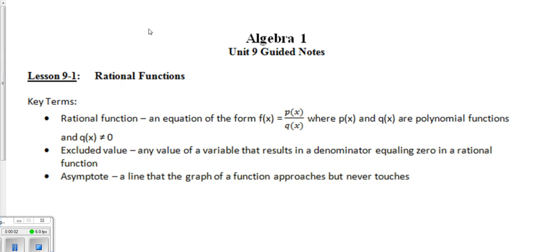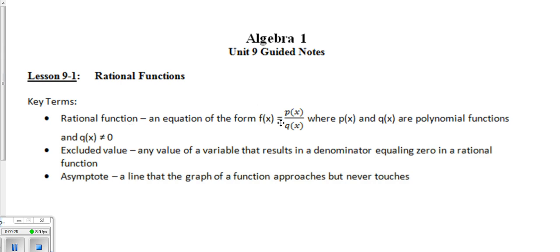Unit 9 is all about rational functions, and 9.1 is our introduction lesson. So, going over some key terms, a rational function is an equation of the form f of x, or remember that could be like a y, equals p of x divided by q of x, where p of x and q of x are both polynomial functions, and q of x cannot equal 0.